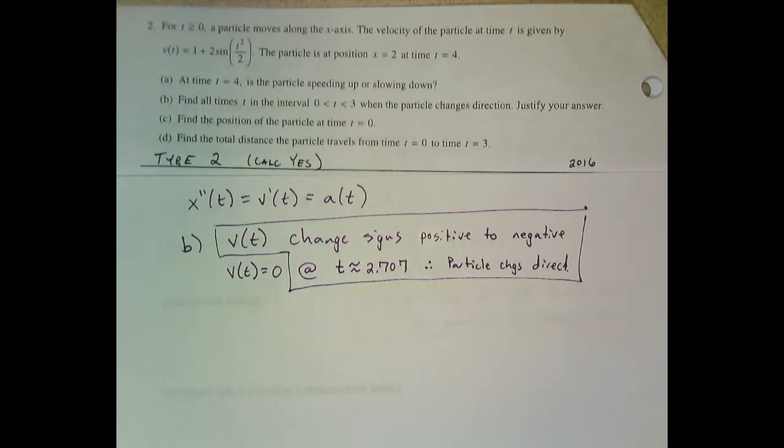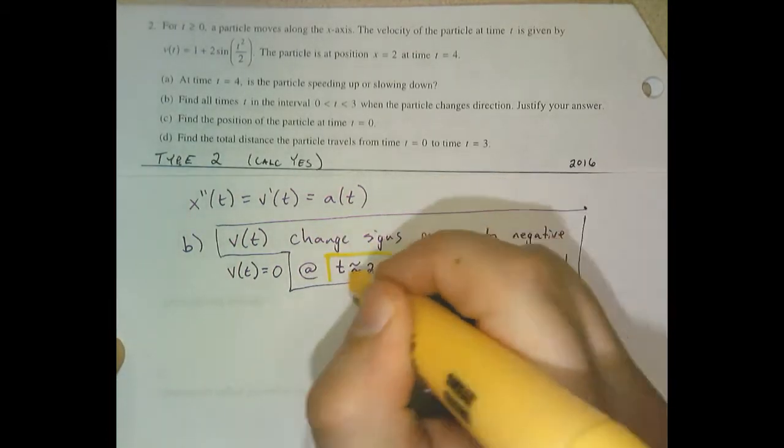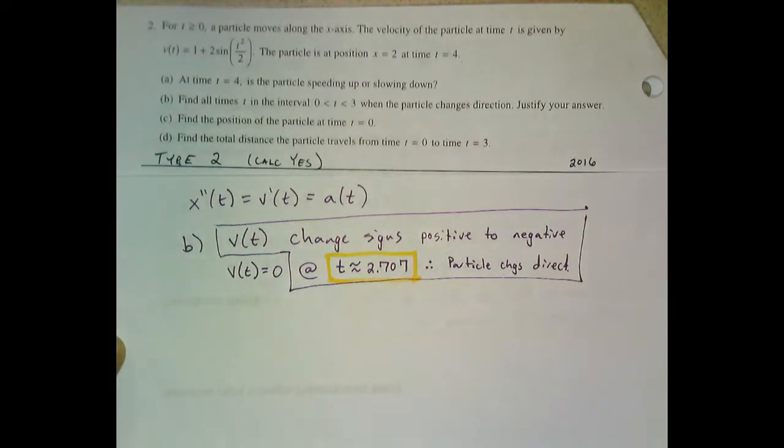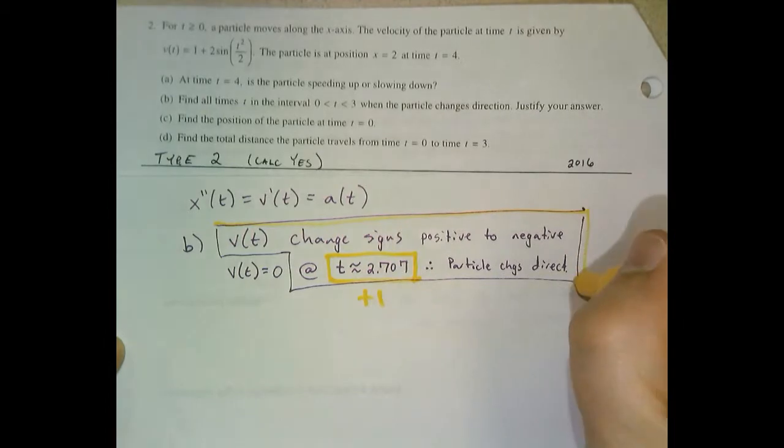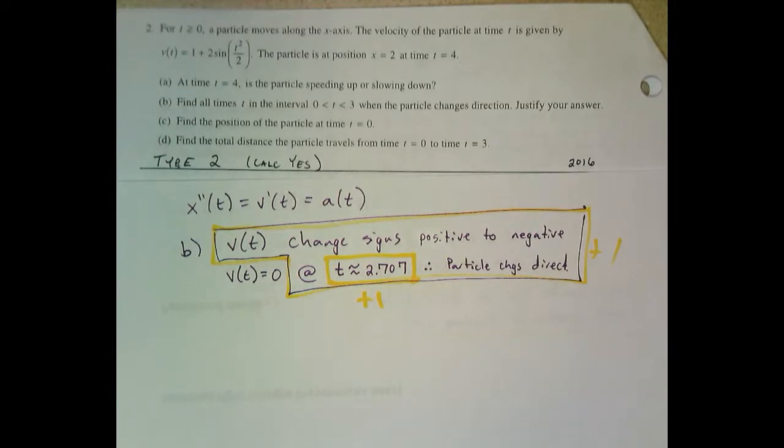This part is worth 2 points. 1 point if you found the time where the v of t equals 0, and then 1 point if you're able to justify basically the remainder of the information. Changes directions when velocity changes signs. So remember, a positive velocity means the particle is moving to the right, and a negative velocity would mean the particle is moving to the left.